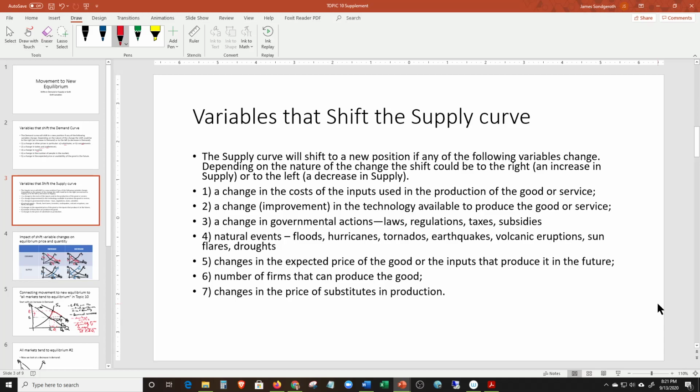A change in the cost of inputs used in the production of the good or service: energy, labor, raw material, etc. If they increased in price, the supply curve would shift to the left. If they decreased in price, it would shift to the right. A change or improvement in technology would typically shift the supply curve to the right.